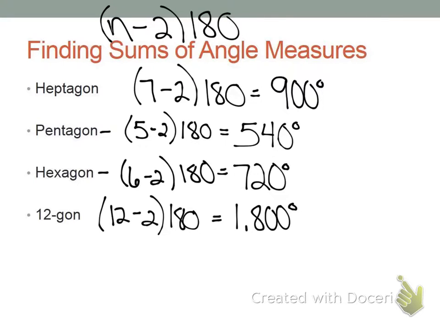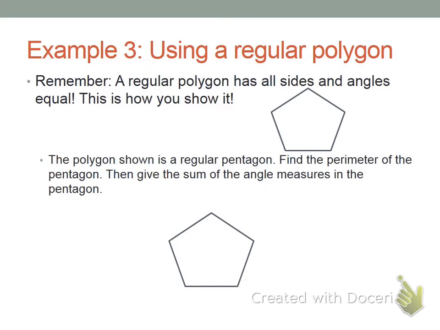Okay, last slide now. Using a regular polygon. If I know that all the angles and sides are congruent, that they're all the same measure, I can use that information to find the perimeter and to find the measure of one interior angle. So let's look at this pentagon. Remember, look up here, kind of how I'm showing you that all the sides are equal. We use the dashes to show the sides are equal, and the little arches inside the angles to show that the angles are equal. So the instructions will tell you if it's a regular polygon. In this case, it's a regular pentagon.